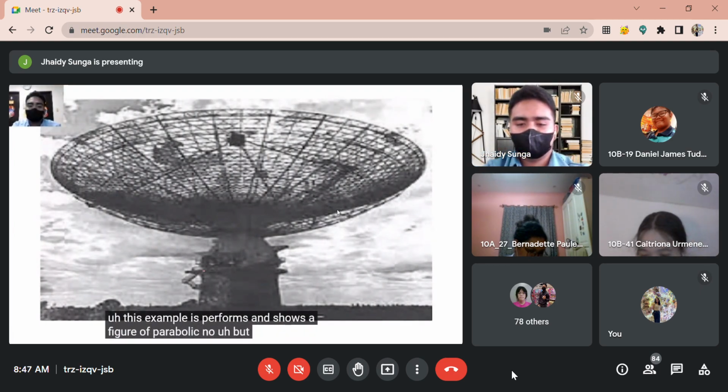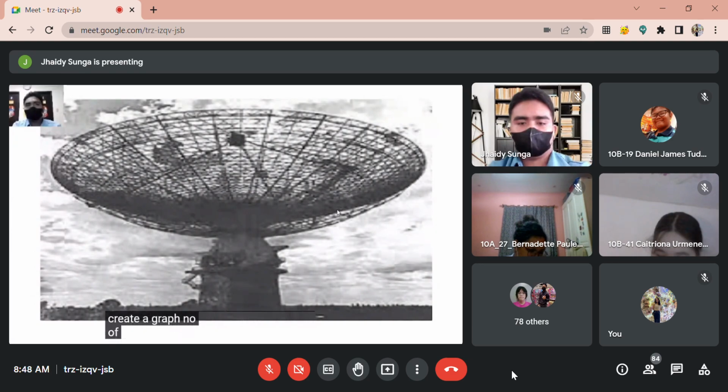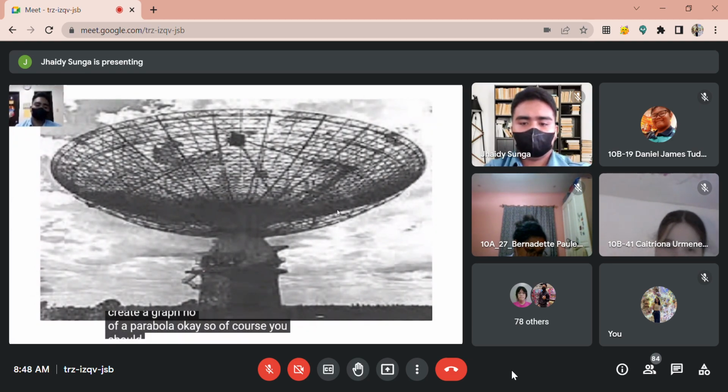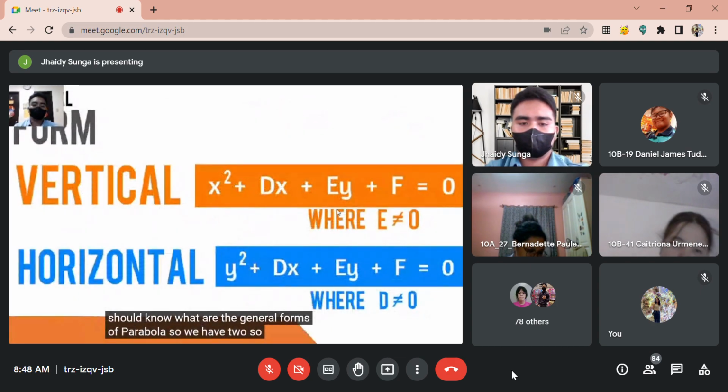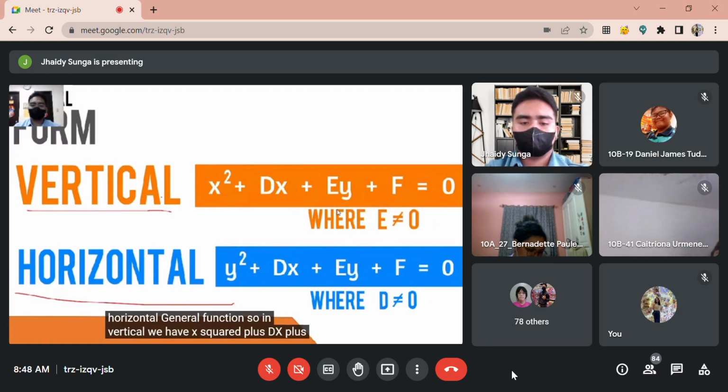Now, the question is, how are we going to graph or create a graph of a parabola? Of course, you should know the general forms of a parabola. We have two: the vertical general form and the horizontal general form. In vertical, we have x squared plus bx plus ey plus f is equal to 0, wherein e is not equal to 0. And for horizontal, you have y squared plus bx plus ey plus f is equal to 0, wherein d, in this case, is not equal to 0.